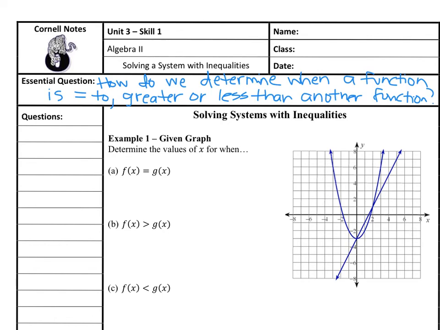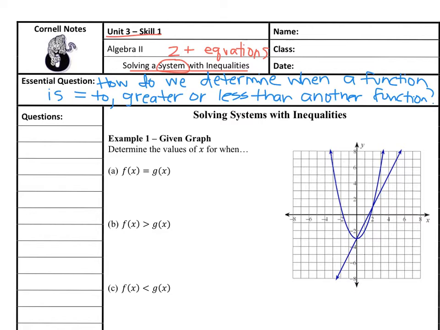If you're watching this, you should be on Unit 3, Skill 1, Solving a System with Inequalities. A system is whenever you have two or more equations, and you're solving them in a variety of ways. For this one, it's with inequalities.